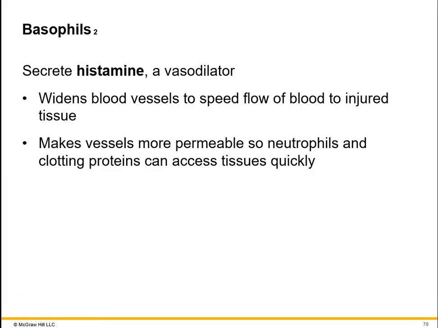Now basophils have a couple of functions. One function is to produce histamine. Histamine is a vasodilator, meaning it causes blood vessels to widen or get larger. That can help make the flow of blood easier, right? It can allow the blood to flow faster and easier through the blood vessels, which can help increase the inflammation process, and it can increase the healing process as well.